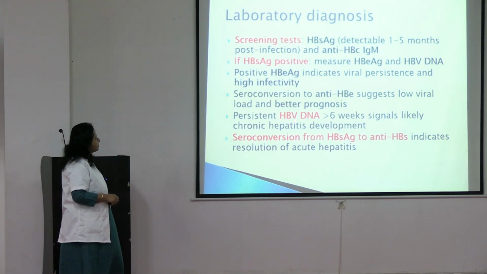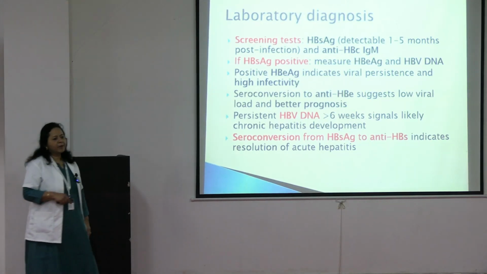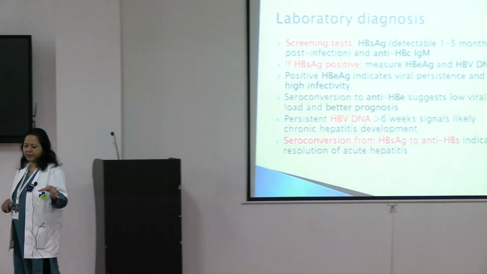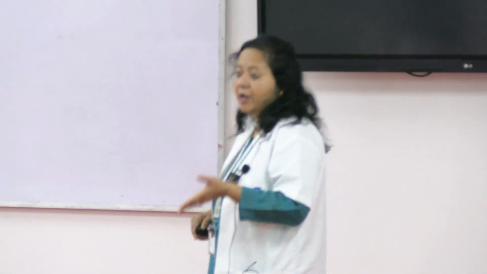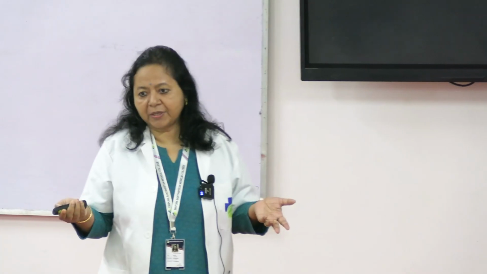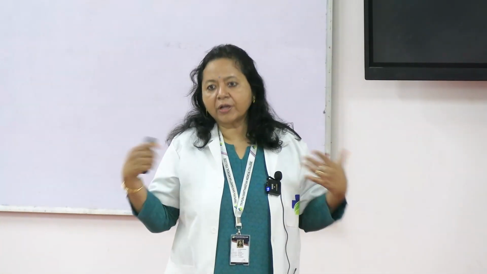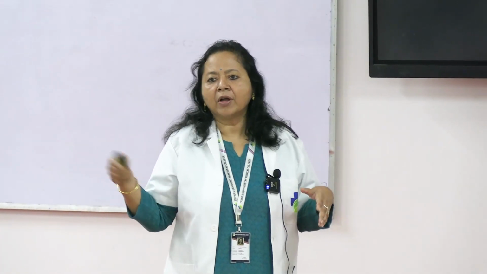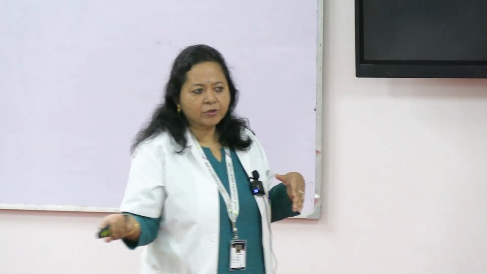Persistent HBV DNA for more than 6 weeks suggests likely chronic hepatitis development. So when you have to label a patient, you go step by step. HBsAg positive, first of all, you will see. Then you will ask for HBeAg. If it is positive, then you will ask for HBV DNA by PCR to label whether he has a chronic infection or not. If HBV DNA is negative and HBeAg is also negative, then you understand it is an acute infection.